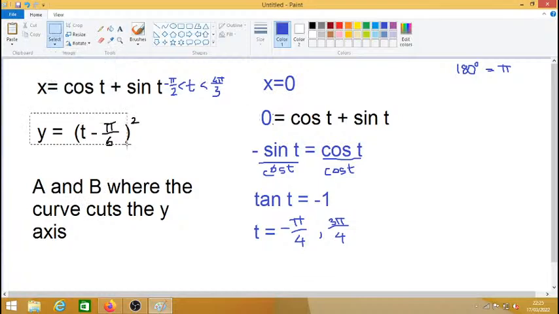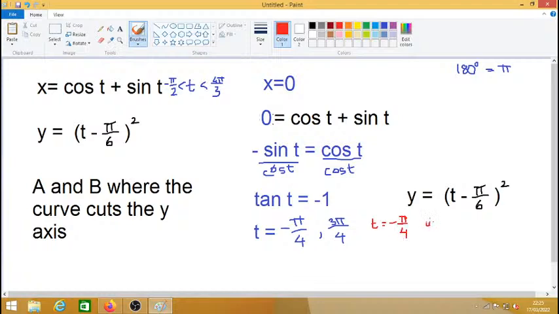So we're going to take the equation for the y coordinate, and we're going to substitute in the t values. We can't do both at the same time, so we're just going to have to do one at a time. So let's go with t equals minus pi over 4 first, and then just type it into your calculator to figure out what y is equal to. You're using minus pi over 4 for your t value, take away pi over 6 and all squared. I'll give you a second to work it out on your calculator.